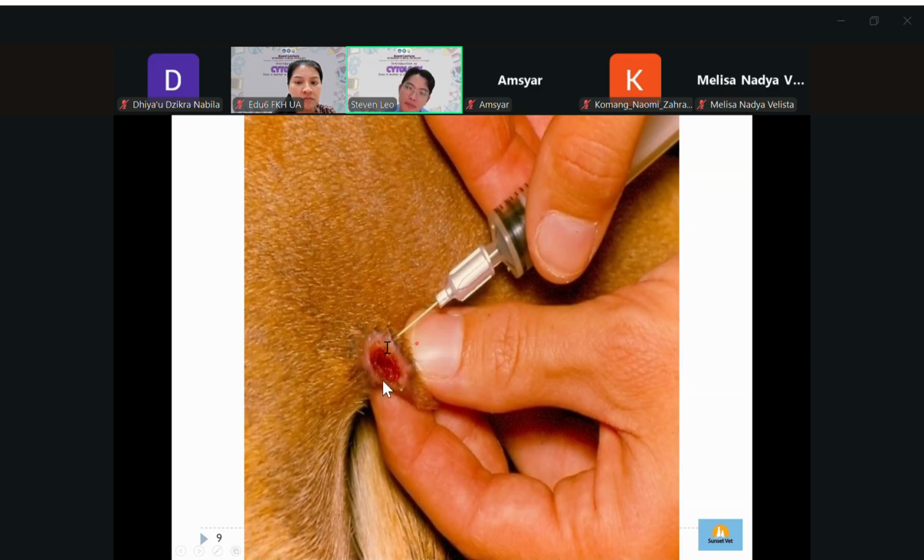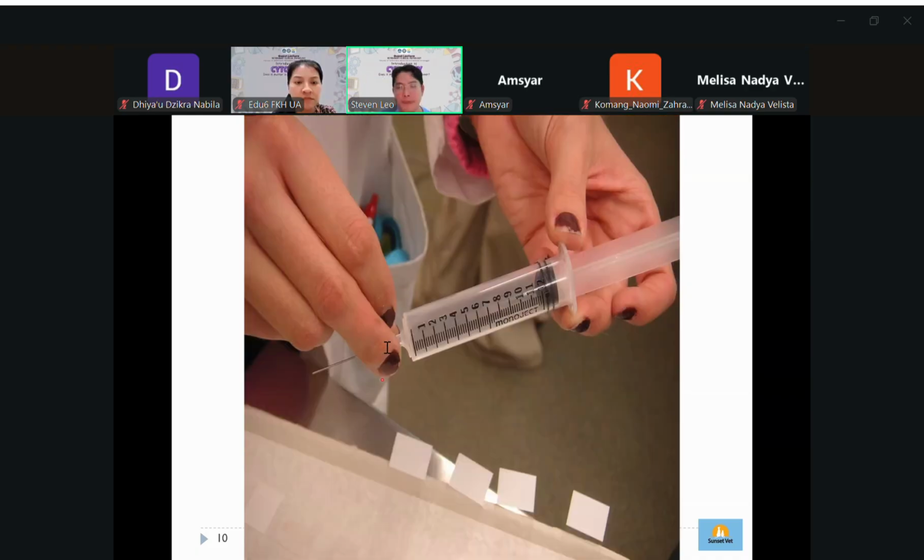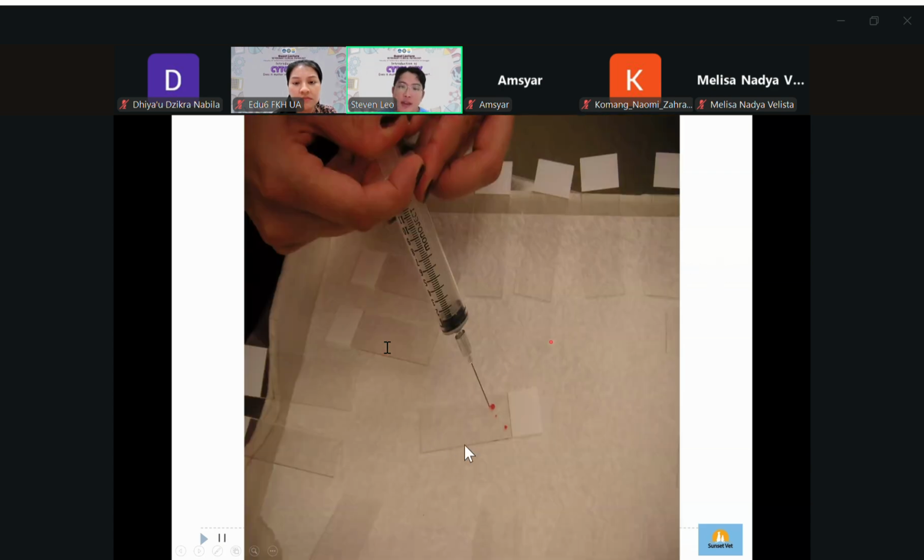So this is the mass. If it's only raised a little bit, you stick the needle in, it's the same. You go in all directions because we want to get a good and enough sample. After that, you take off the syringe, fill it with air, and spray it onto your object glass.